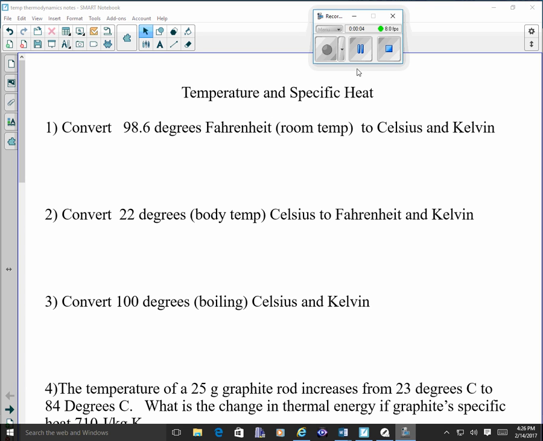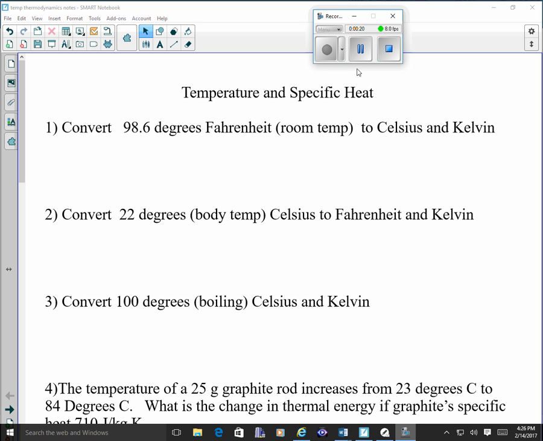Hi everybody, this is Mr. Wright with the temperature and specific heat notes, or temperature and thermodynamic notes. And the first thing we're going to talk about is what temperature really is. It's the average kinetic energy, or the measure of the average kinetic energy in a substance.